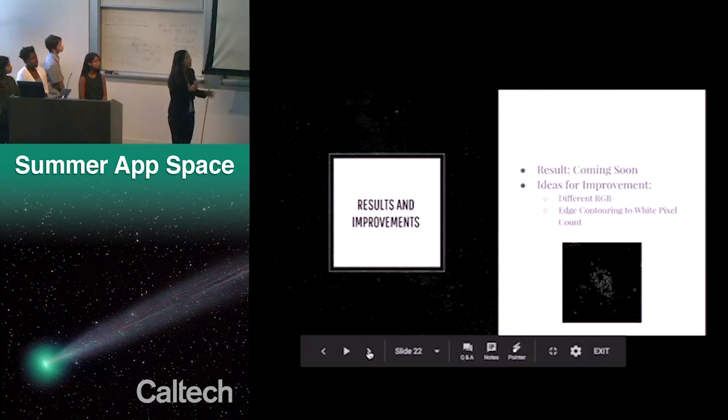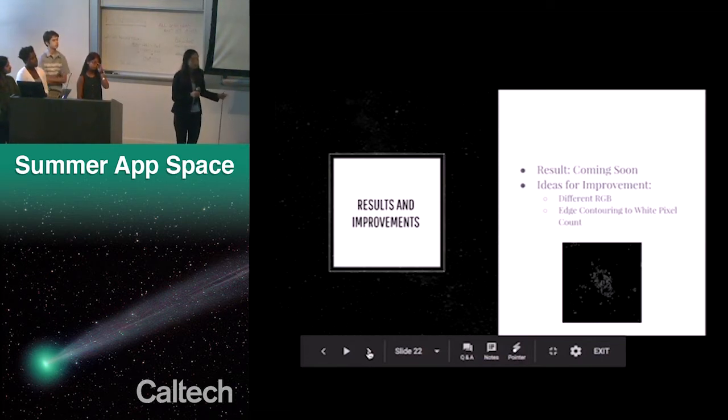So next, as I said, we're running it on the supercomputer now, so we're hoping for a result that maybe can be posted either this week or next week. But we did have a few ideas for improvement. We did have a 2-week timeline, which was a little short for us. So we did want to try a few other things in the future.